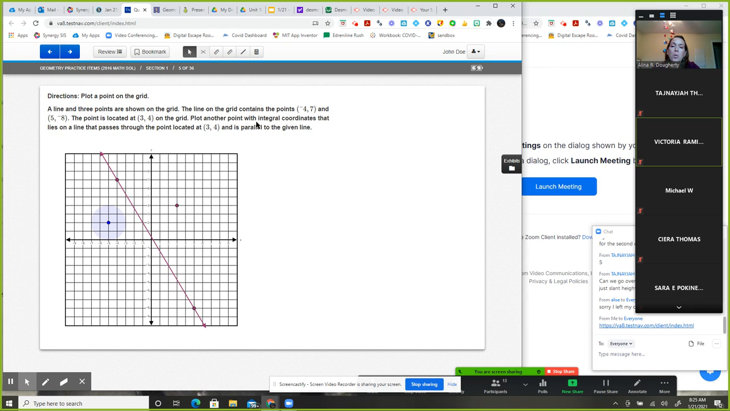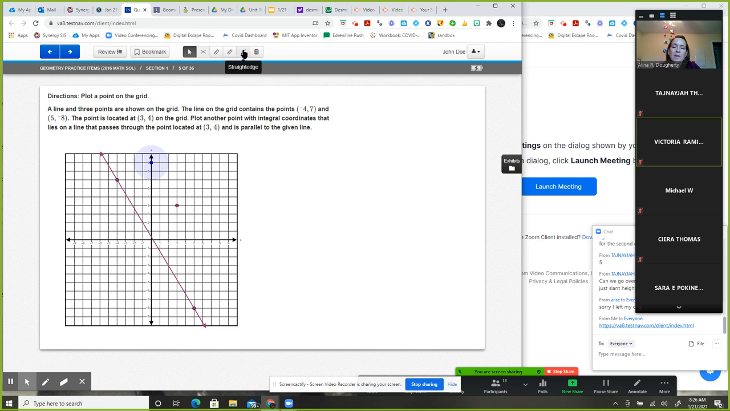On the grid, plot another point with integral coordinates. That just means an integer. It means a whole number. So integral just means a whole number that lies on the line that passes through the point 3, 4 and is parallel to the given line. So I've got to find the slope, right? So that's up 5, left 3. Up 5, left 3. So I want to go up 5 and left 3. Right? So I put that on there.